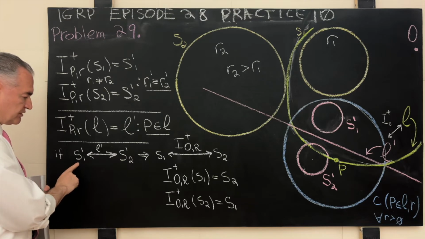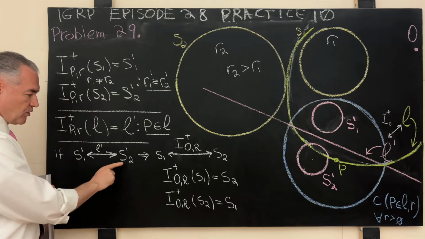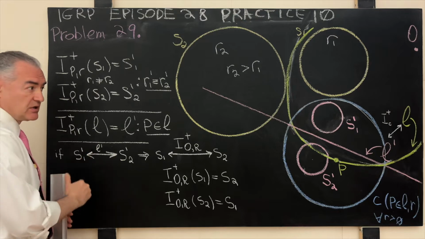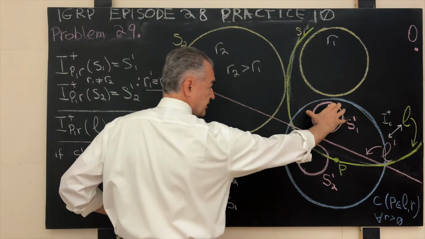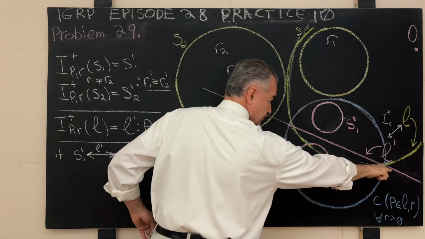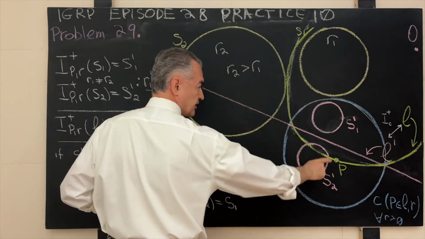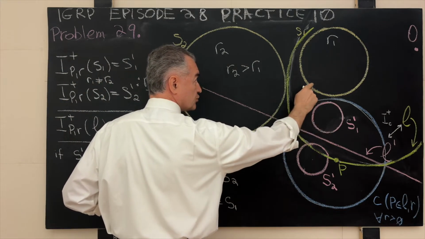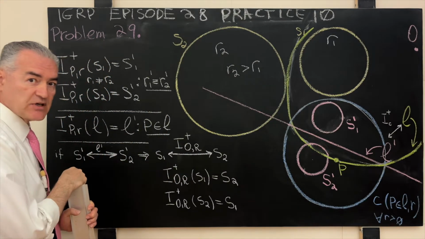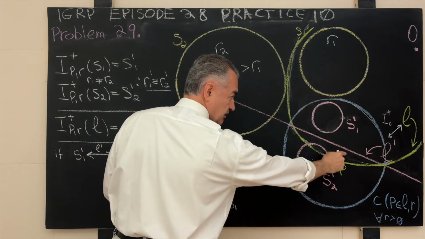So the implication here is the following. If the image circles S prime 1 and S prime 2 are symmetrical with respect to the straight line L prime, then the pre-images of the circles S prime 1 and S prime 2, or the original circles S1 and S2, must be what? We demand that they must be symmetrical in the pre-image of the image straight line L prime.